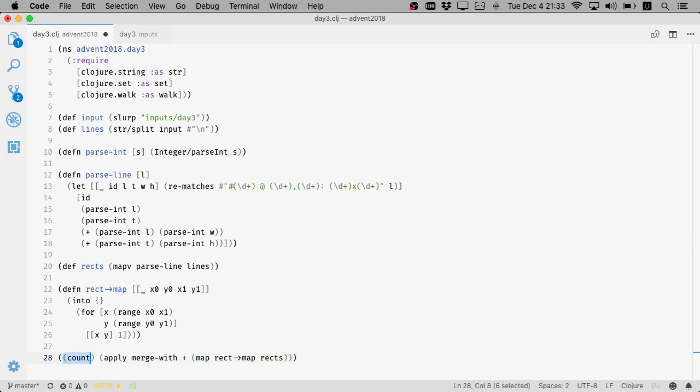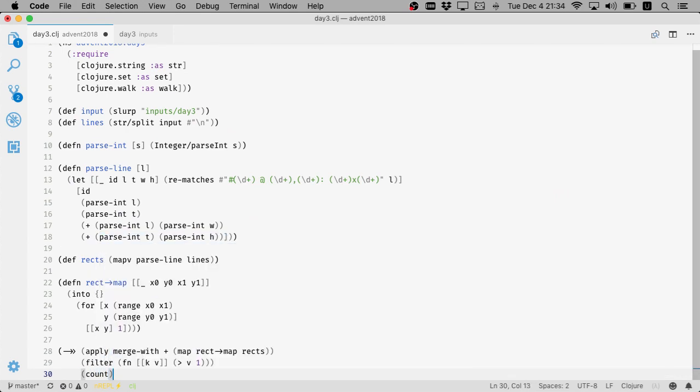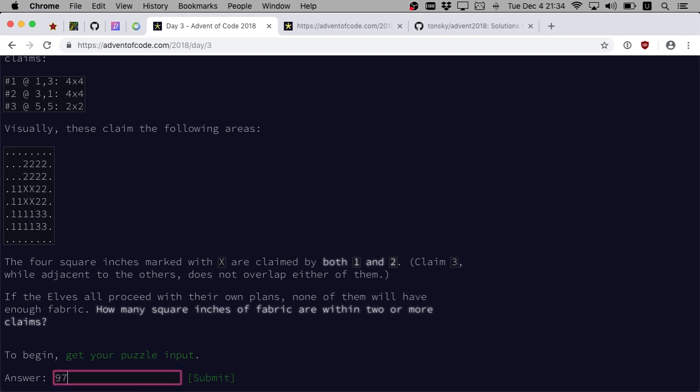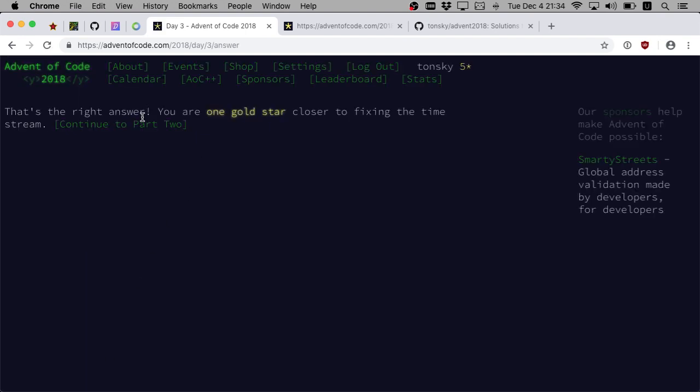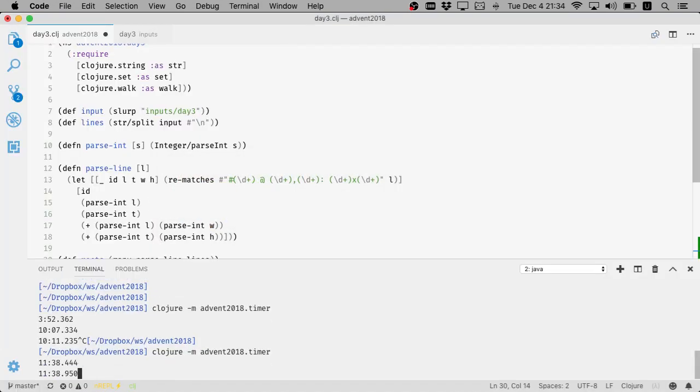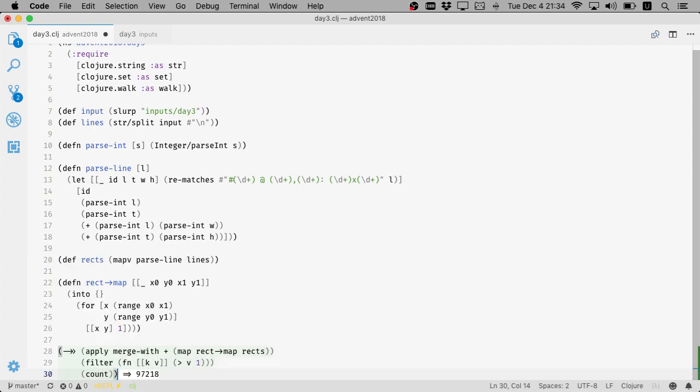So basically what I need to do right now is just take it, filter it, right, so value is bigger than 1, and count it. And 97218. And that's the right answer. Whew. Okay. That's lucky, actually. It took 11 minutes for me to understand it.